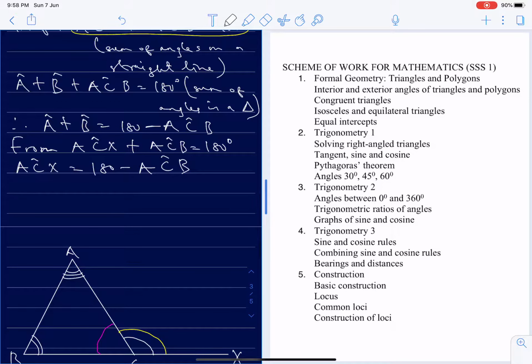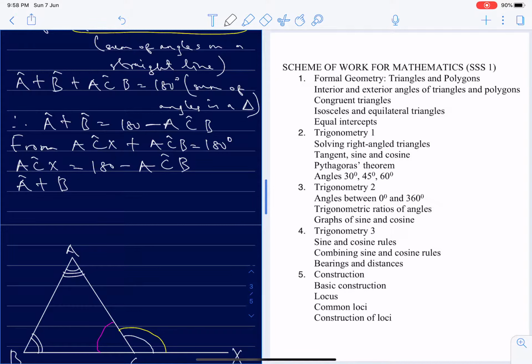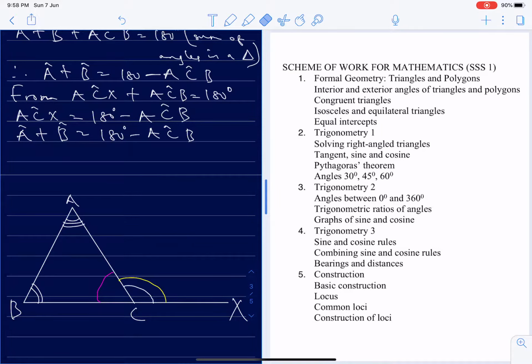And we have also shown that angle A plus angle B is equal to 180 degrees minus angle ACB. So you can see that these two things mean the same thing. ACX is the same as 180 degrees minus ACB, and angle A plus angle B is also the same as 180 degrees minus ACB. Since they both represent the same thing, they are equal. Therefore, angle ACX equals angle A plus angle B. I'm going to write that properly.